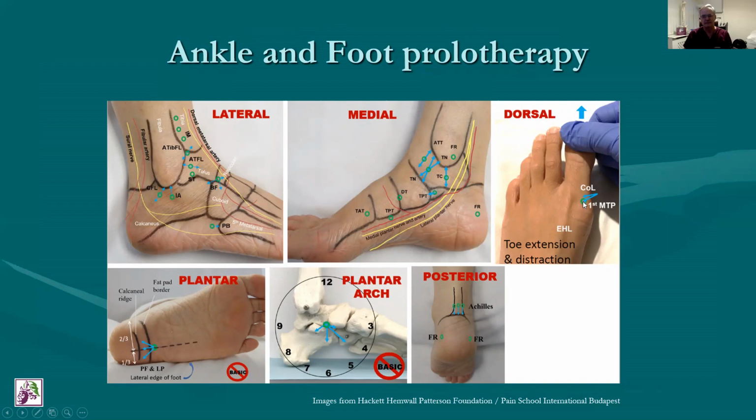Again, there's the first MTP joint and the capsular ligaments that can be injected with dextrose, plantar fasciitis, and then evidence of other areas that can be injected, the medial plantar arch and the Achilles insertion.